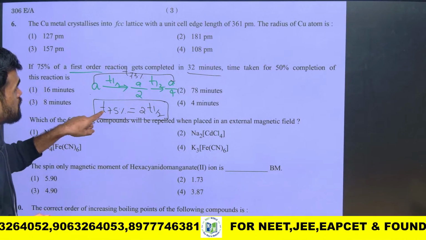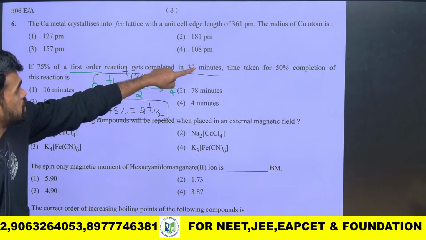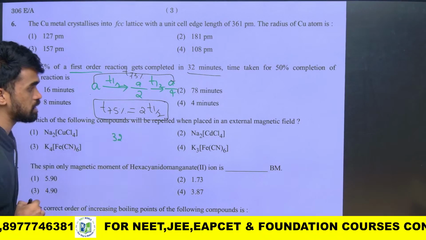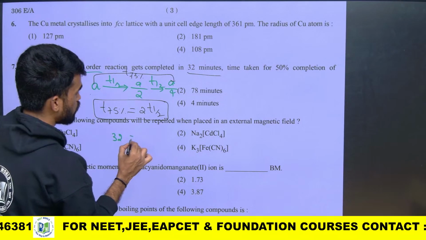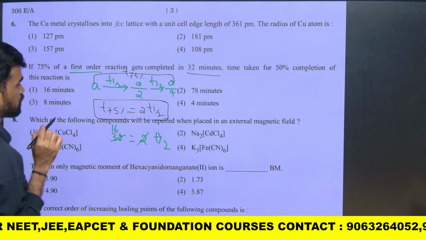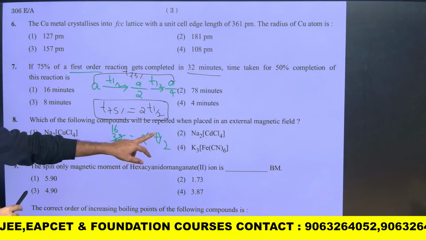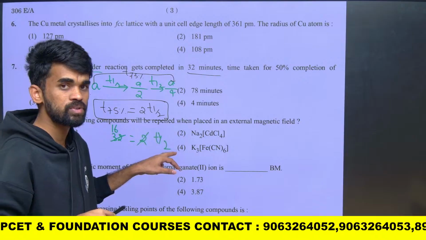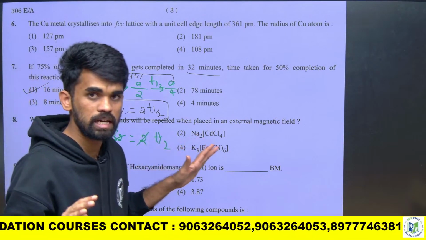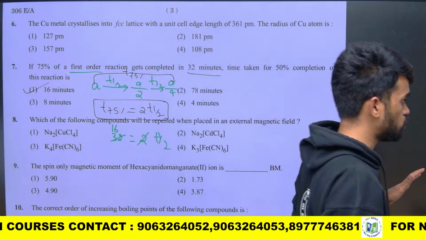Now what is the 75% time they have given? This is 32. So time required for 75% is 32, and that is 2 T half, so T half will be 16. So the time required for 50% completion of the reaction is 16 minutes. So the first option is correct. I hope this is also clear now. There is no confusion, I hope.